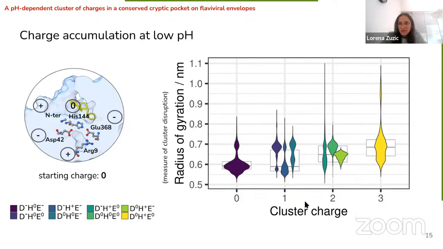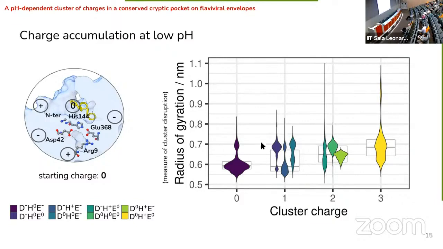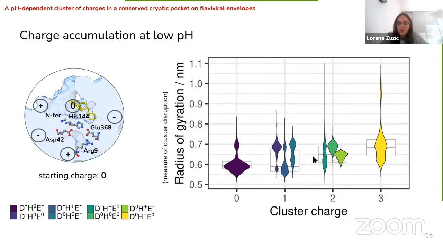What I find interesting is that this coming apart motion becomes relevant even in this +1 charge range, where you can see that the distribution has shifted towards a more disrupted cluster. And then of course as you increase the charge, it's more and more disrupted, so the radius of gyration increases. So the cluster is more disturbed as the charge accumulates. But even here at +1, you can see that this disturbance is starting to happen.